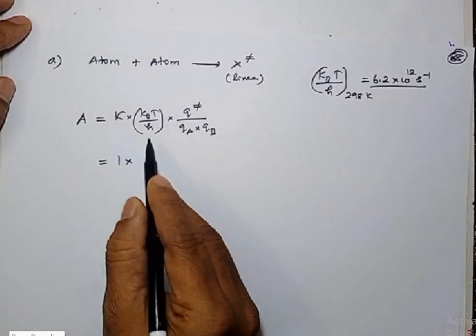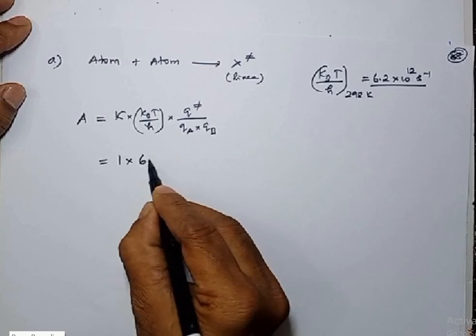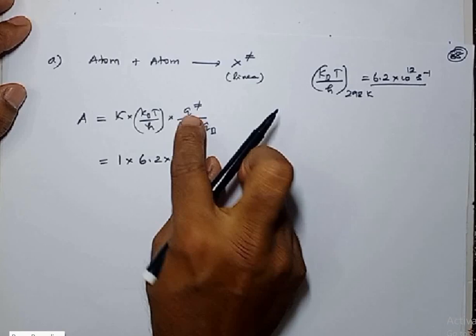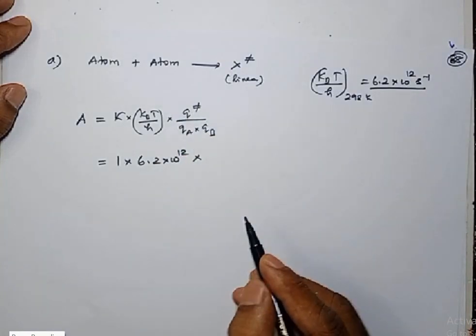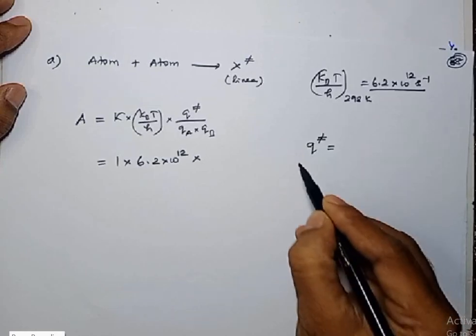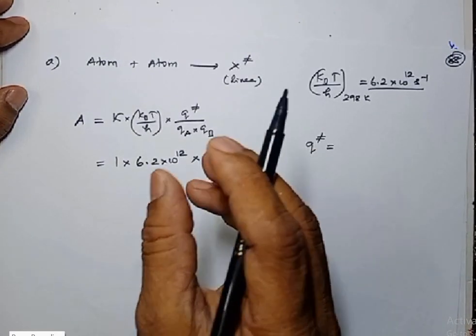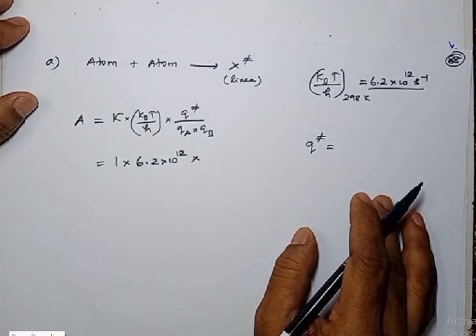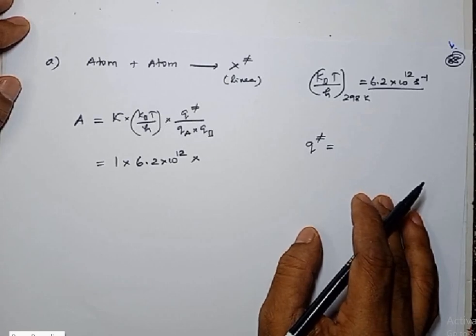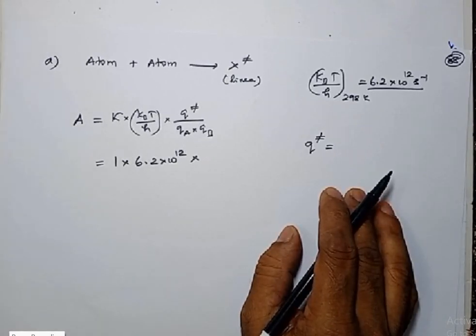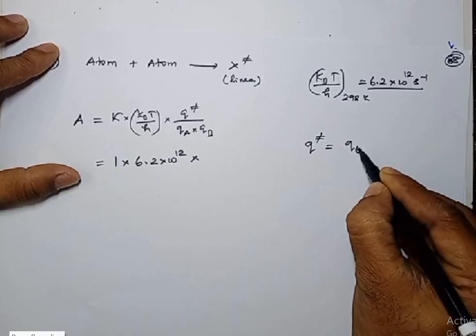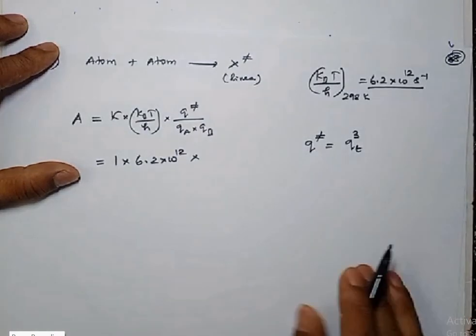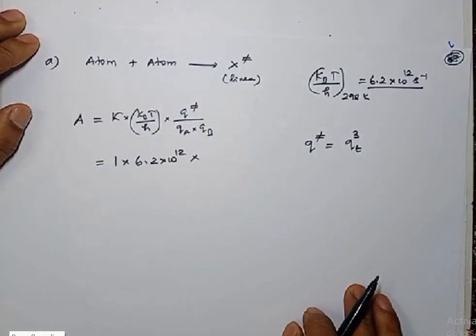So, kappa value is 1. What's the value of kBT by h? 6.2 into 10 to the power 12 into Q double dagger. Listen, total partition function of the activated complex, whether it is linear, non-linear, whatever it is, all species, whether it is a normal molecule or activated complex, all species have 3 translation degrees of freedom. So QT into QT into QT, I can put directly QT cube. It has 3 translation degrees of freedom.